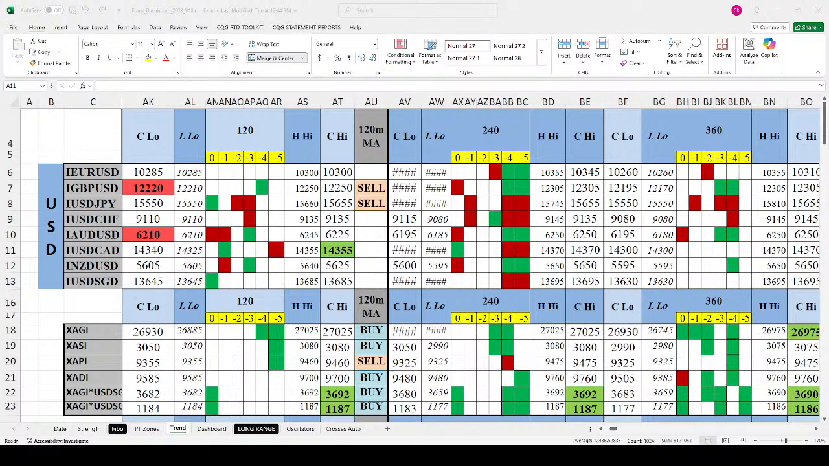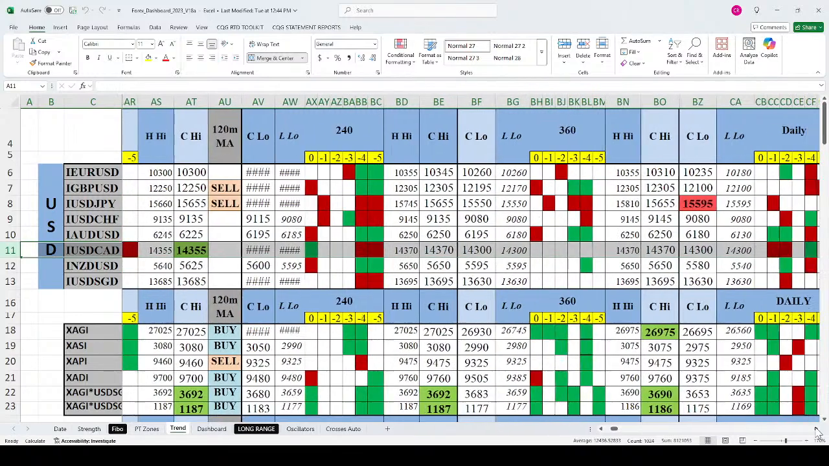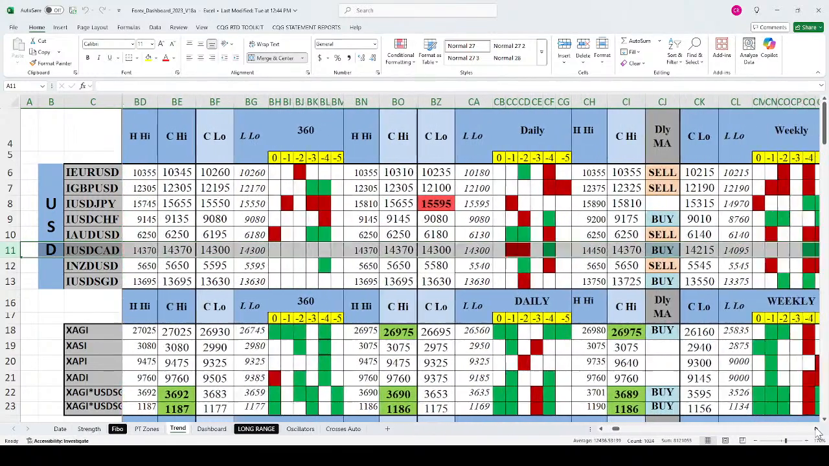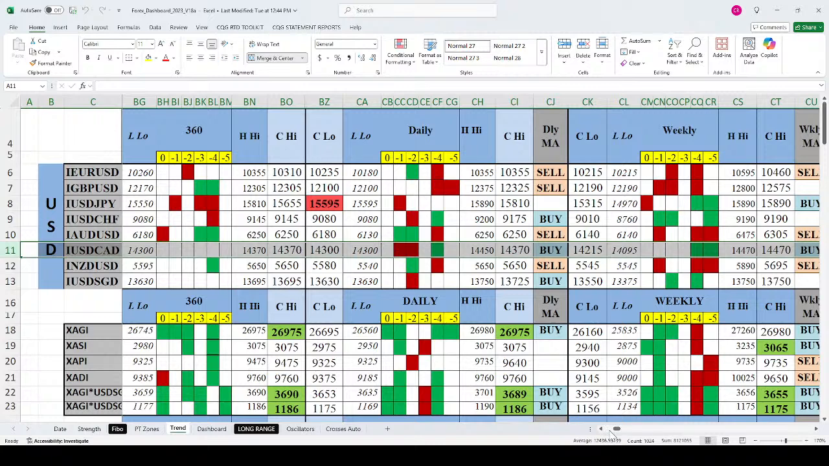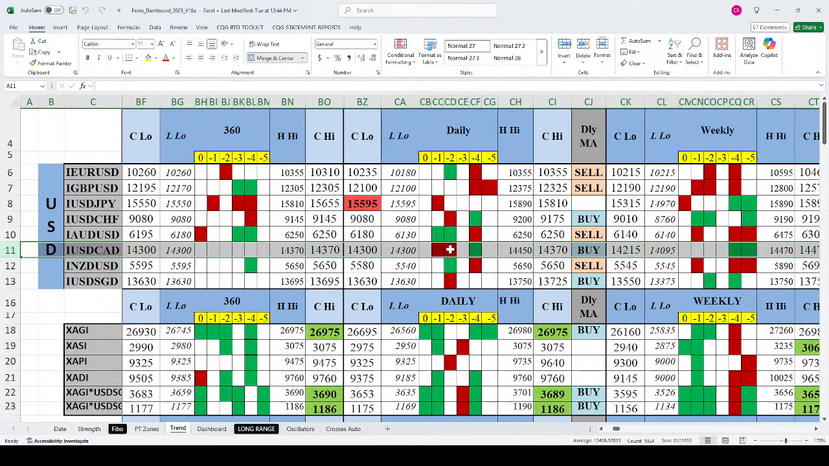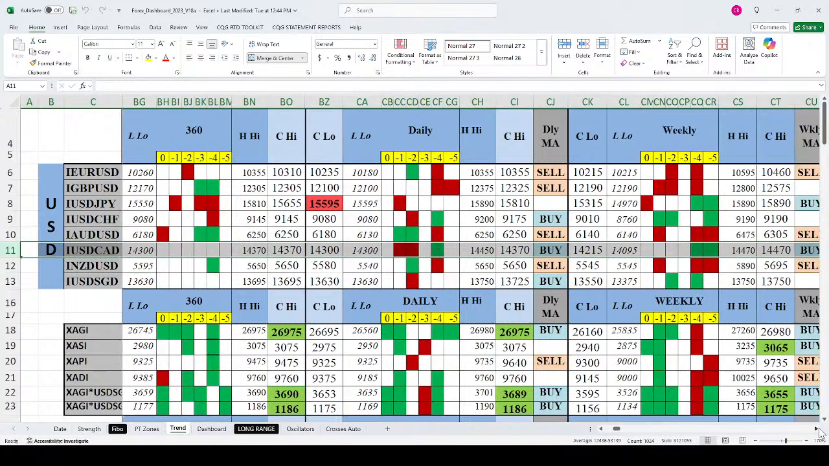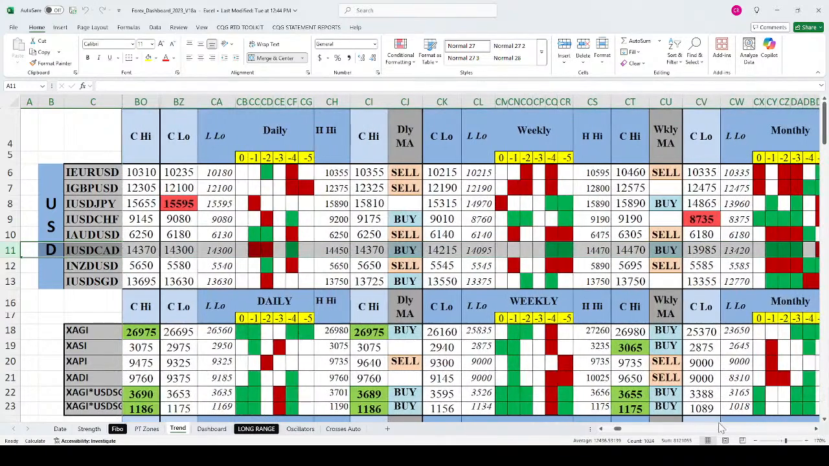Okay, dollar CAD. What we see is the 6 hours is flat. Let me bring that in order. Then your daily has 2 consecutive down closes, which means the daily may have topped, but of course we need to verify it with the chart. Weekly is flat with an upside bias. Monthly is also flat with an upside bias.